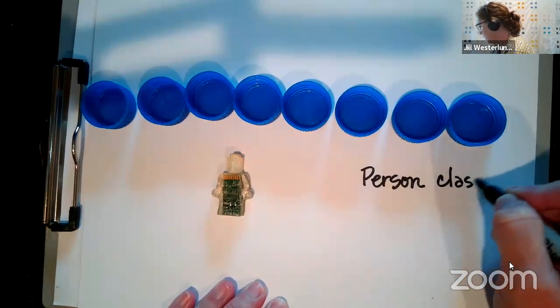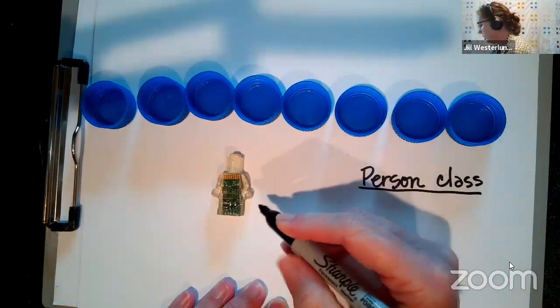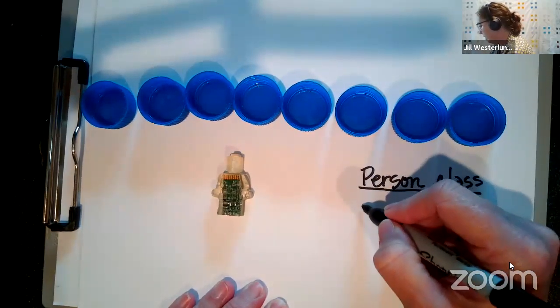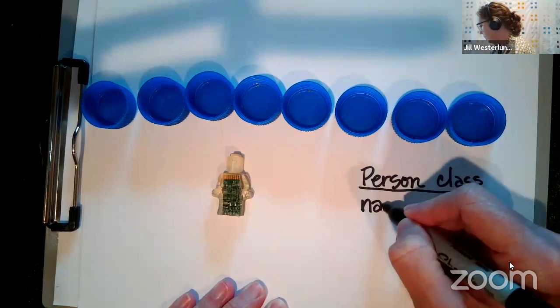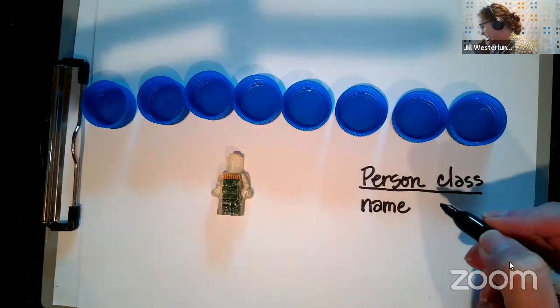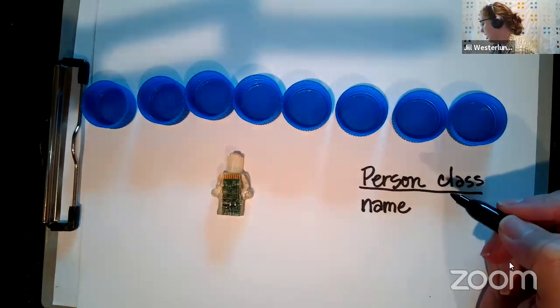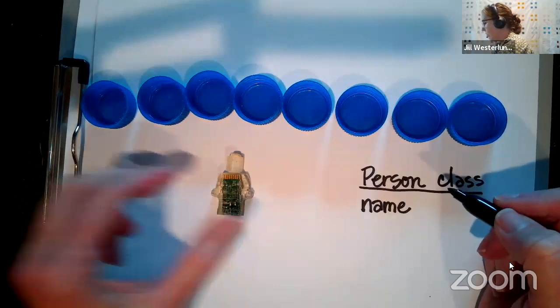So I thought we could have a person class. And in our person class, just keeping it real simple, our person could have a name, and that could be one private instance variable. And then I thought, well, okay, this one doesn't have much more than that.